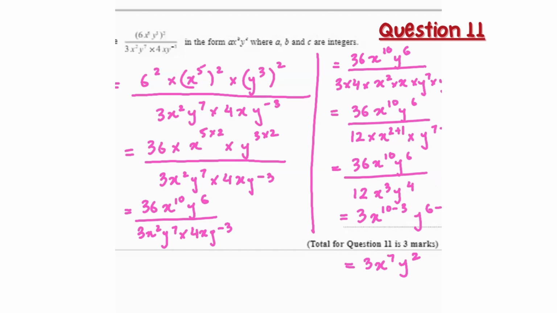So as you can see, we applied 3 different rules of indices. First one was whenever we have a power outside the bracket and inside the bracket, we multiply those. Second rule was whenever we have similar bases being multiplied, we add the powers. Third rule was that whenever we have similar bases being divided, we subtract the powers.